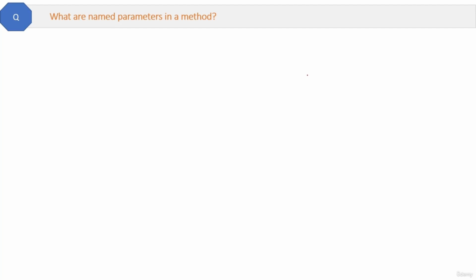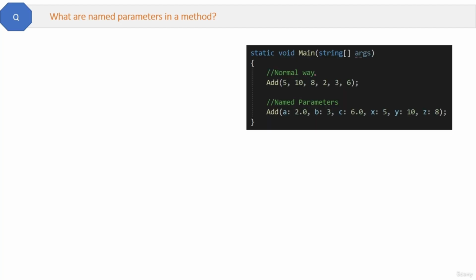What are named parameters in a method? As always, let's see the code first. See, here inside the main method, we have the normal way to call the method. And another one is with named parameters. Okay, this A, B, C are the names of the parameters. That is why it is called named parameters.